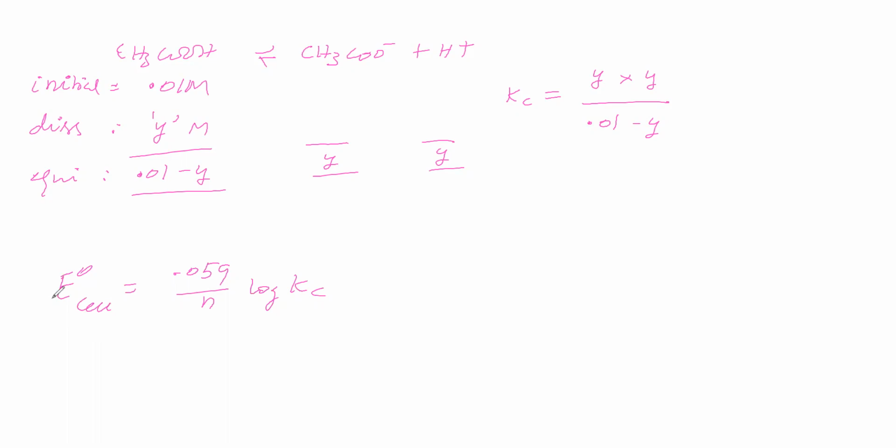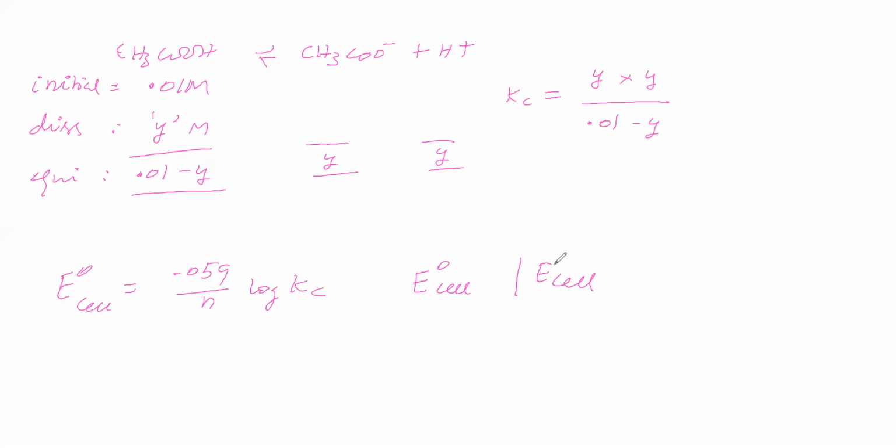But cell potential varies. So now E naught cell and E cell: this value is fixed. This value is variable. It depends on concentration. If you change the concentration, this changes. Though you are changing the concentration, this does not change. This value is meant for 1 molar, that's all. Whatever the concentration you take, this value will not change.